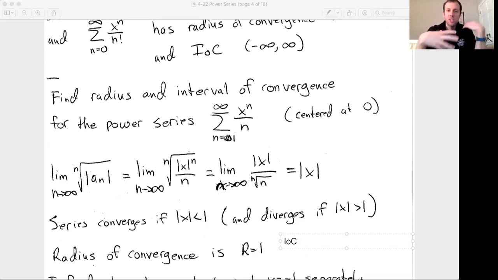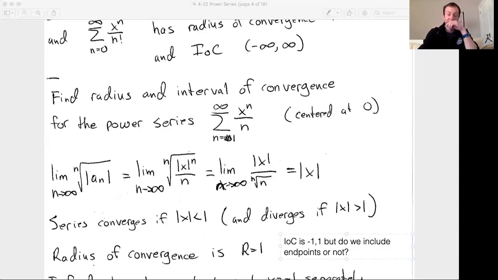Then if we want to answer the second question, the interval of convergence, we know it goes from -1 to 1, but we have to decide if we include the endpoints or not. So we know it's going to look like -1 to 1, but we need to decide, do we have the square brackets? Do we have the round parentheses? Because we need to decide if we include these endpoints or not.